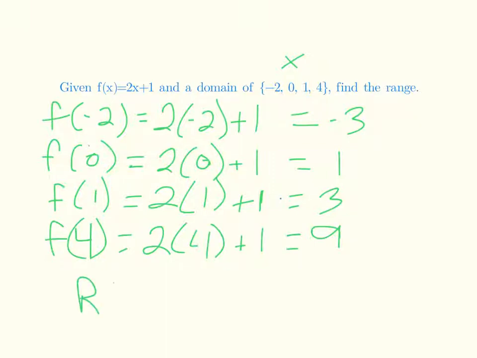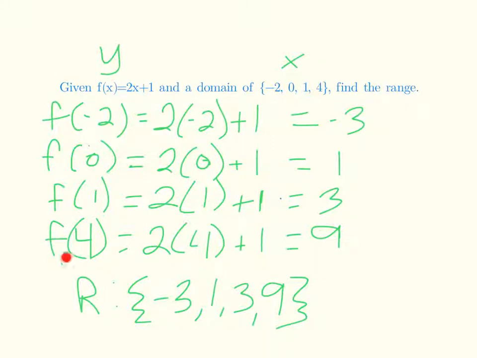So the range, just listed out, is -3, 1, 3, 9. Okay. Keep in mind, guys, f of x means y. So that means all of this is just what my y value is going to be for each of these x values.